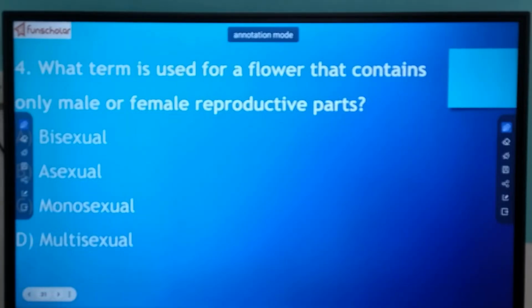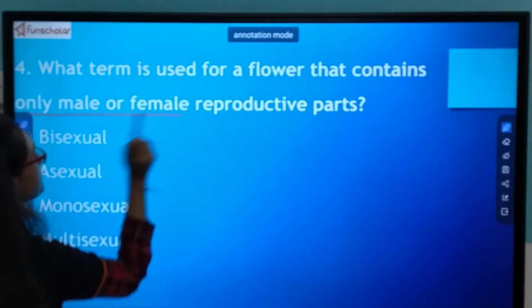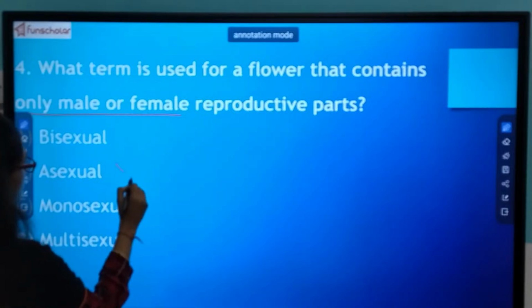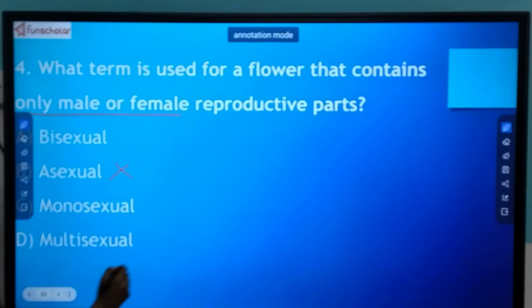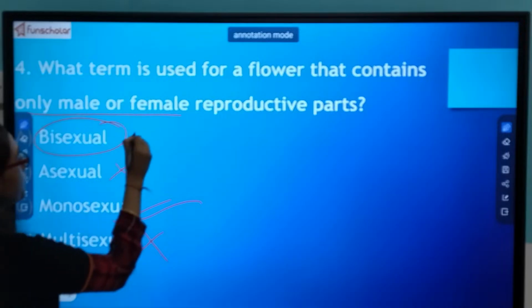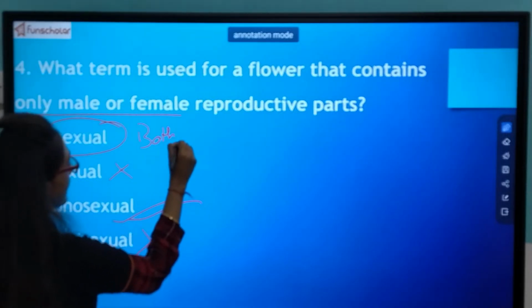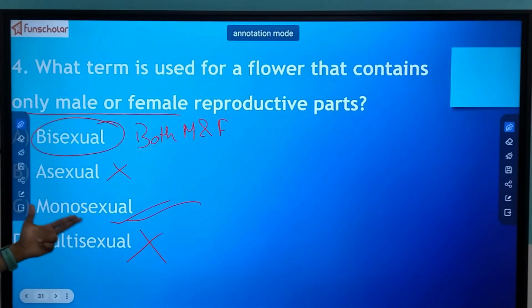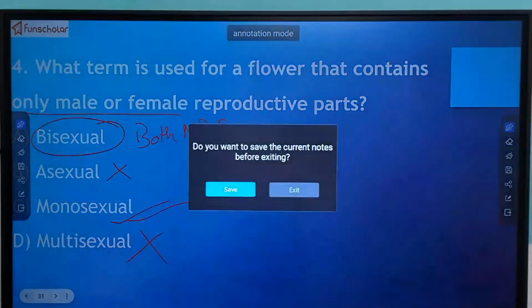What term is used for a flower that contains only male or female reproductive part? Only male or female reproductive part. So, is it asexual? No. Is it multisexual? No. Is it monosexual? Yes. And bisexual means both male and female. So what will be the answer? The answer will be monosexual, right?